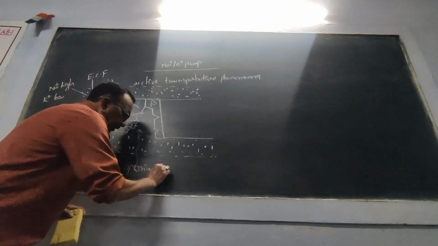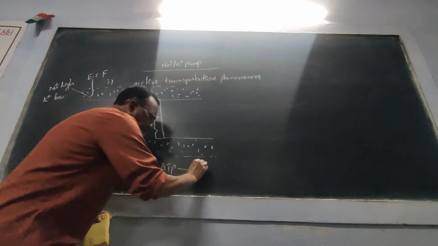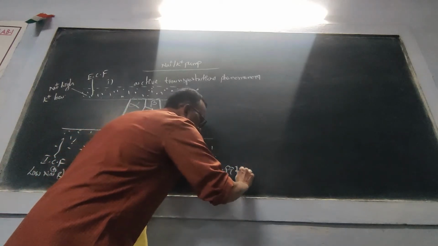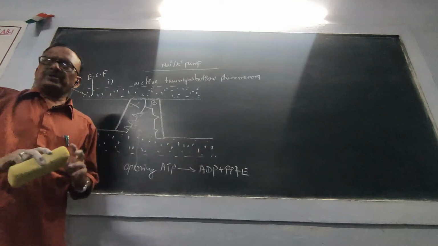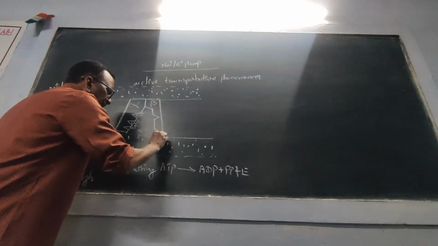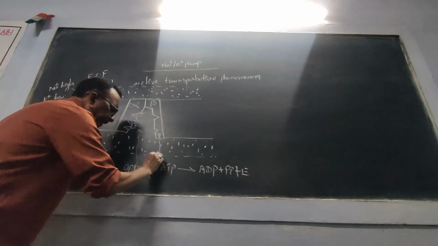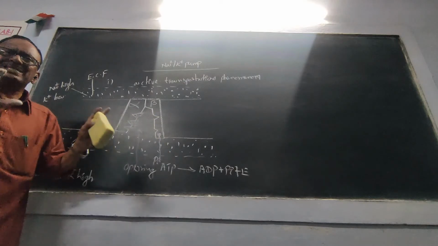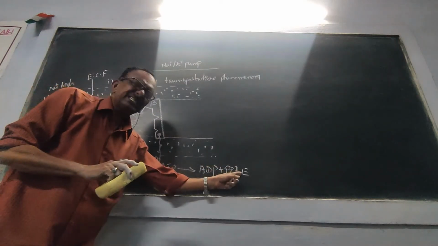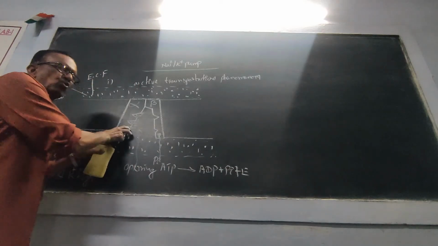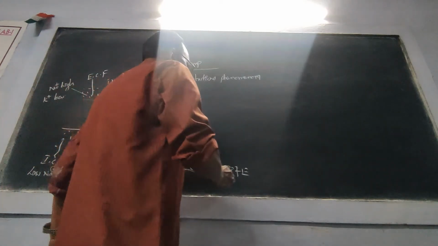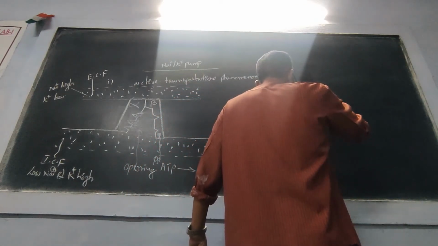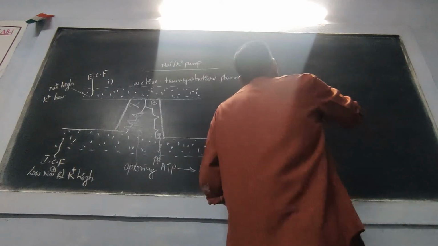Now, what will ATP do? It will split up, undergo decomposition, and form inorganic phosphate. This inorganic phosphate will attach to this beta subunit. As a result, what happens? By utilizing this energy, it will close this opening. So in the next diagram, you have to draw an inverted V.